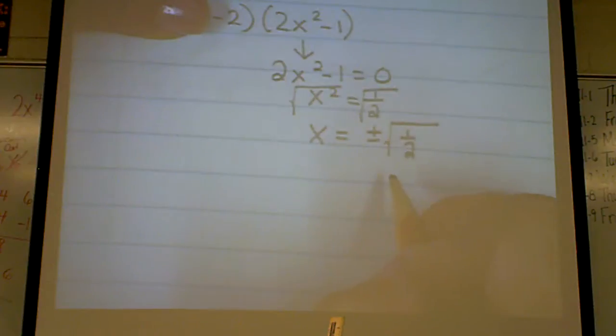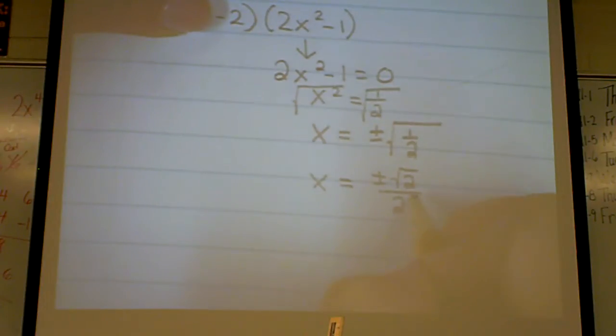Some of you remember how to rationalize. If you want to rationalize, go for it. Plus or minus root 2 over 2. That's the same. These two are the same answer, whether it's rationalized or not. I'm not concerned about the rationalizing of the zero. So if you want to just leave it like this for now, that's fine.